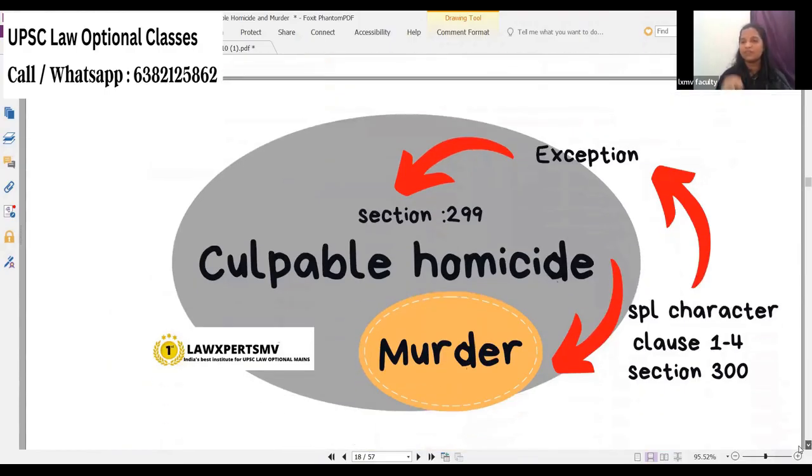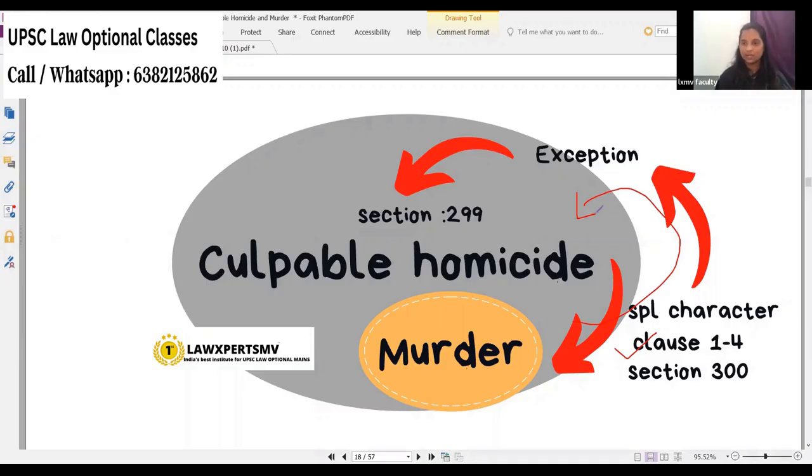Next, you have to be very, very careful. Yes, culpable homicide satisfying any one of the clauses becomes murder. But if the murder falls under any of the exceptions, what will be your status? You will revert back to culpable homicide. That means you will not be punished for murder. You will be punished for culpable homicide.